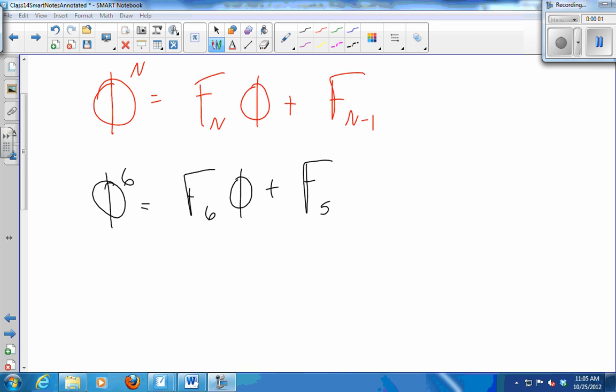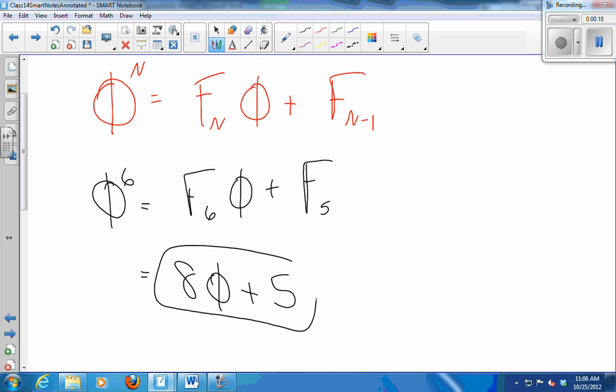Yeah, 1, 1, 2, 3, 5, 8 is the sixth number in the list. So this is 8 phi plus, and then F5, what is that? 5. The fifth number in the Fibonacci list is a 5. So that's what the formula is. If you want to calculate a power of phi, you can use this formula that has Fibonacci numbers in it.